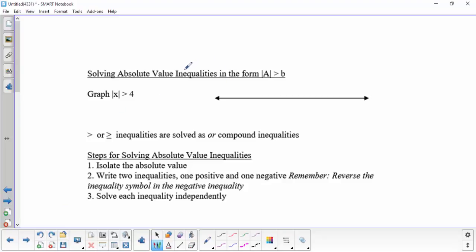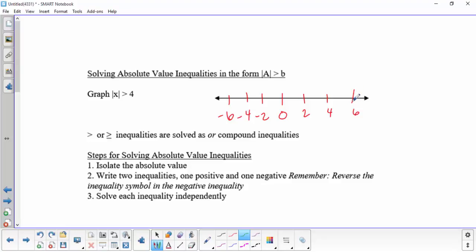Next, we're going to talk about solving absolute value inequalities. And the first type we're going to talk about is the absolute value of A is greater than B. So when we think about graphing the absolute value of x is greater than 4, I'm going to start with a number line, 0, and I'm going to go by 2s. 2, 4, 6, negative 2, negative 4, negative 6. So absolute value means the distance from 0. So we're looking for numbers where the distance from 0 is greater than 4.